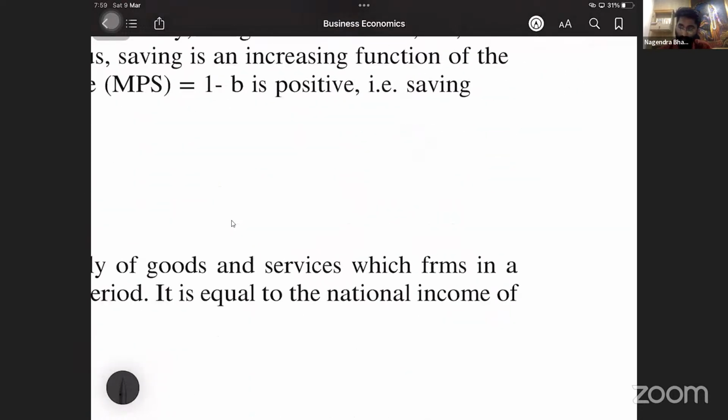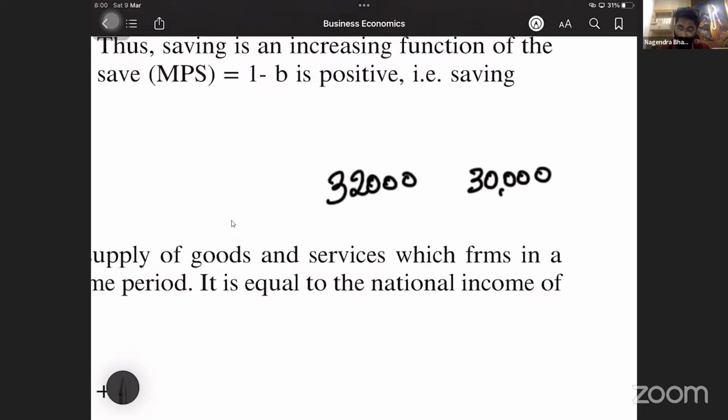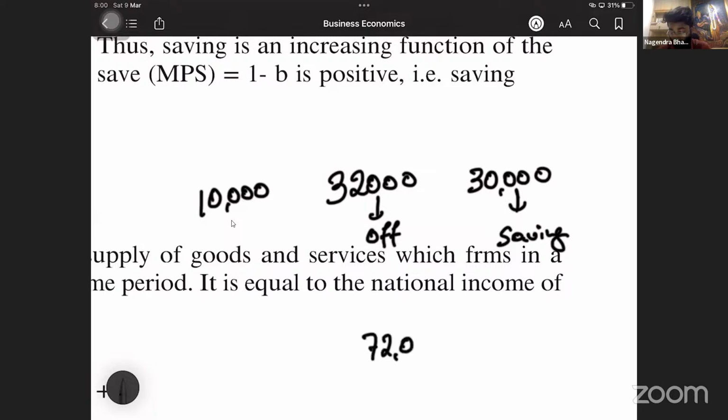Once again, I tell you, every month I will save 30,000 rupees and my office expenses are 32,000 rupees, and every month I give 10,000 rupees to my mother. 32,000 is my office expenses, and this is my savings. If I'm doing this every month, what should be my total income? 72,000 should be my total income.